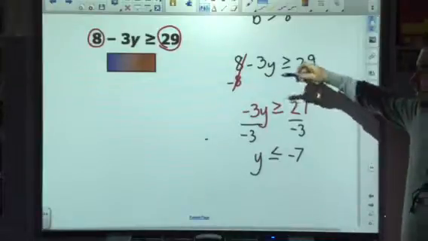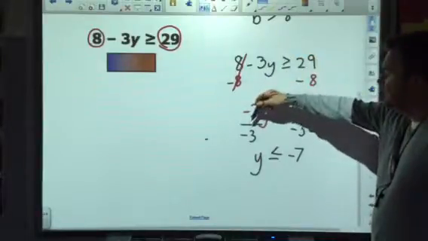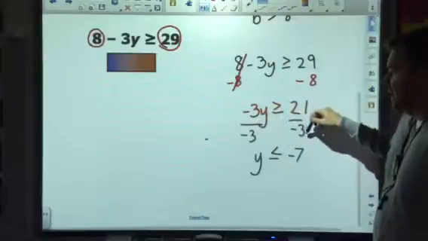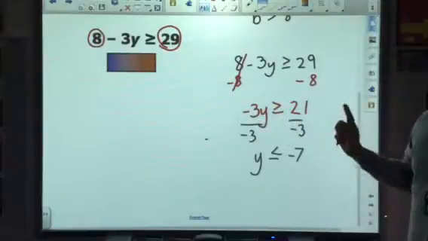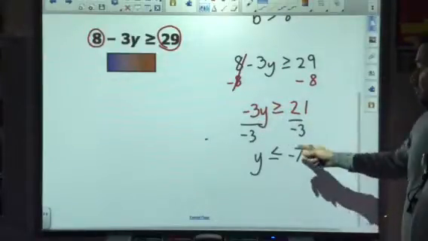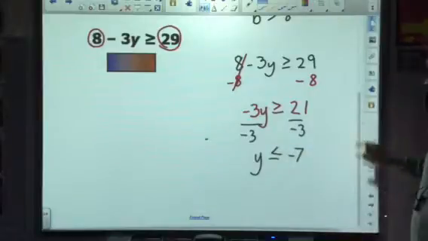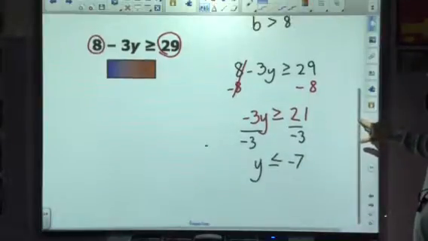Don't forget, the rule is if you divide both sides by a negative, or you multiply both sides by a negative, you need to reverse your sign, reverse the inequality.